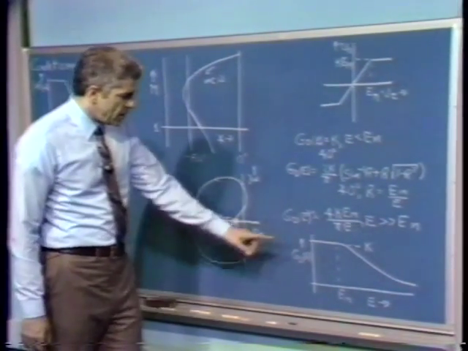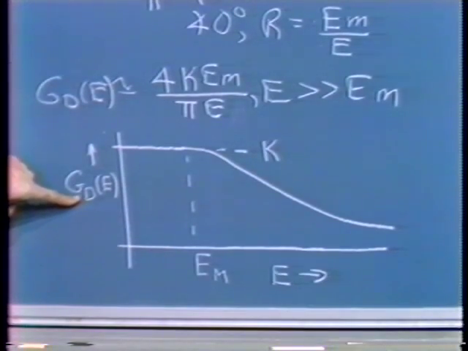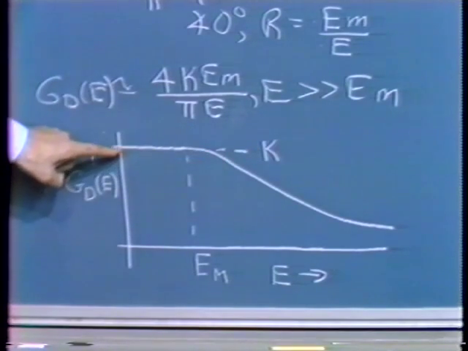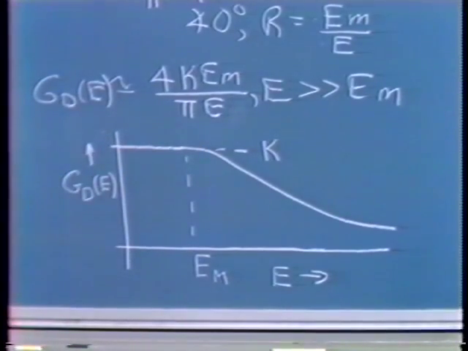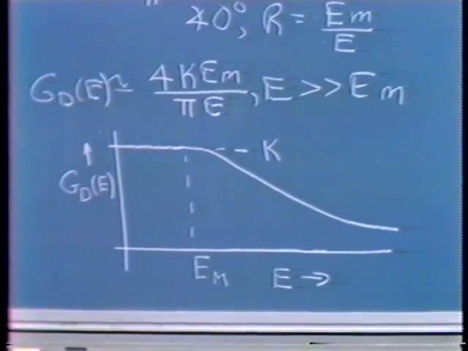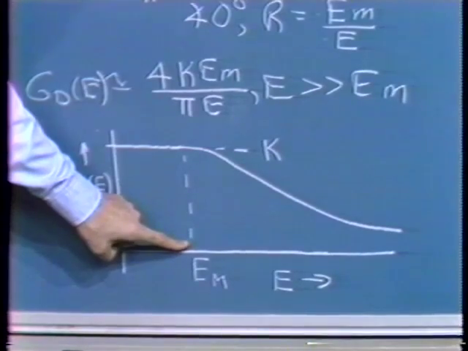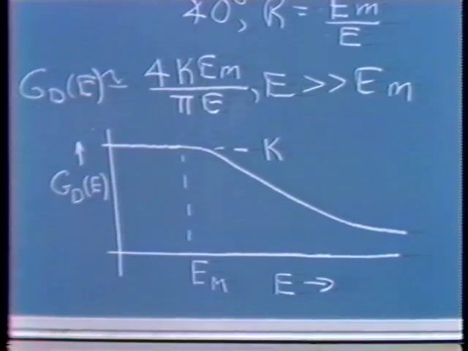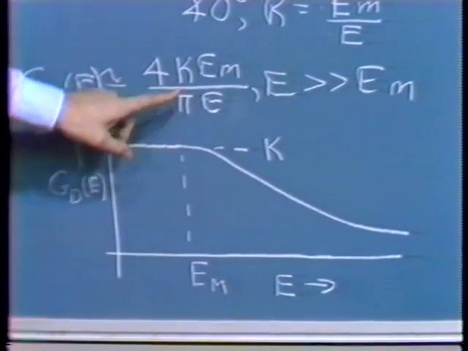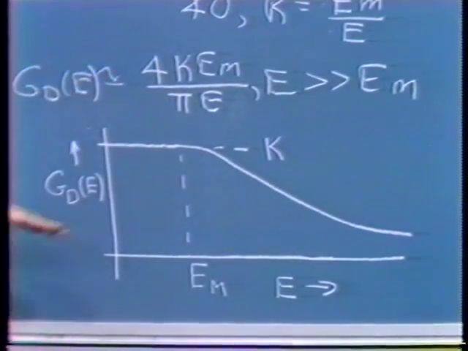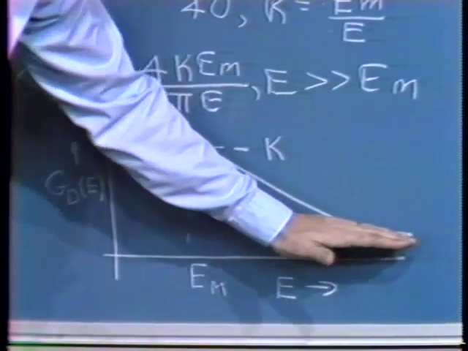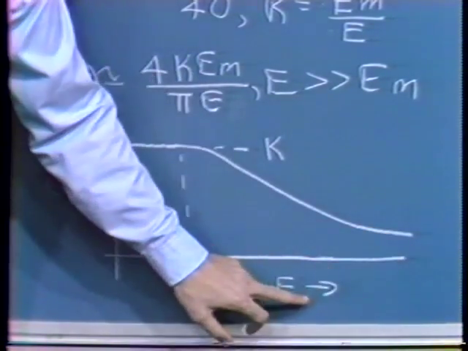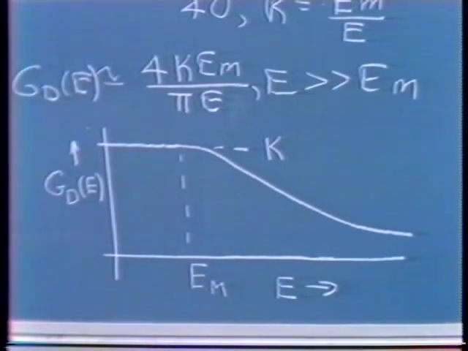If we plot the describing function, g sub d as a function of E versus E, we have a value of k for input test amplitudes less than E sub m. That's, of course, the slope of the transfer characteristics at the origin. As soon as we get a test signal larger than E sub m, the magnitude of the describing function begins to drop off and asymptotically approaches the hyperbola described by this equation. So we have this behavior with the curve eventually approaching 0 for sufficiently large values of E.